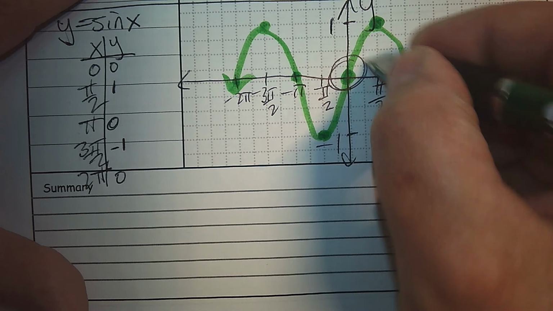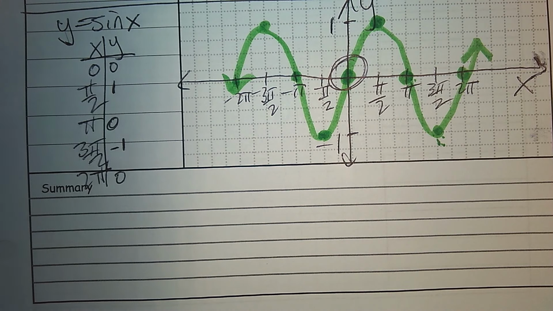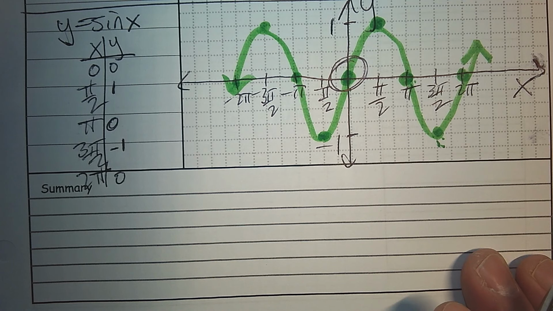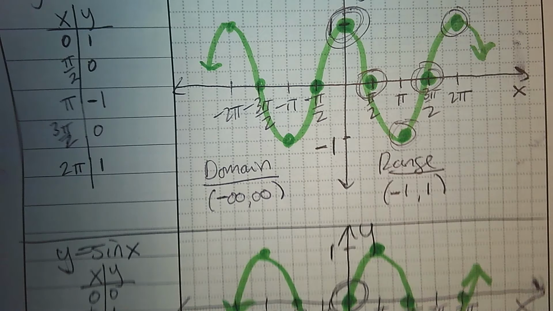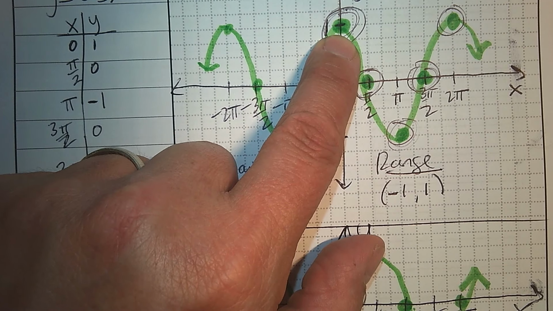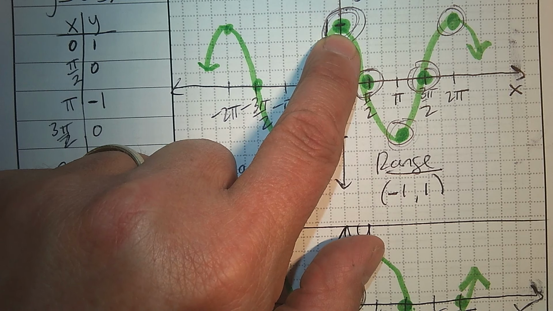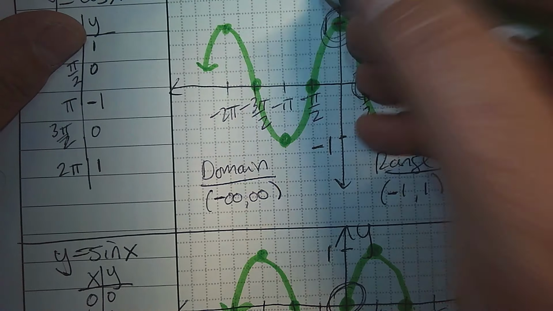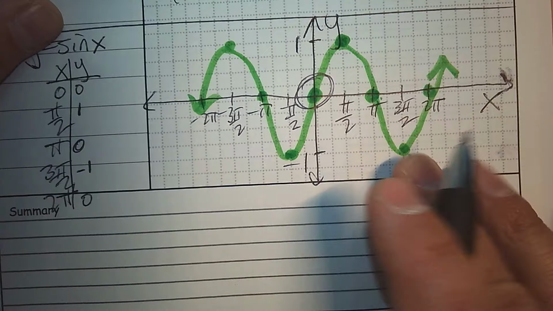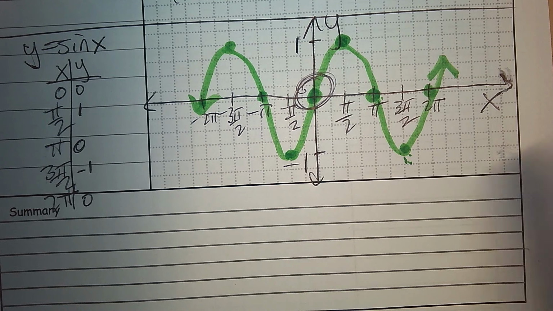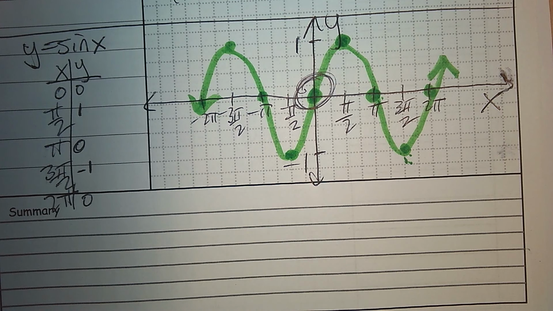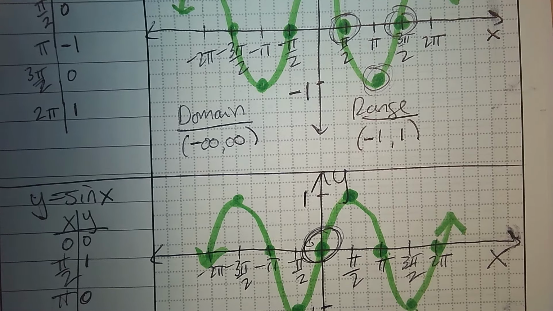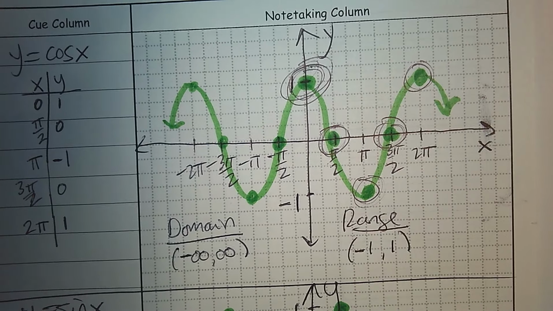Where did we start the wave for sine? And the answer is we started it in the middle. Where did I start the wave for cosine? And the answer is we started it at the top. Cosine starts at the top, sine starts in the middle, but they have the same pattern. They just start at a different point. It is the same pattern and the same picture.